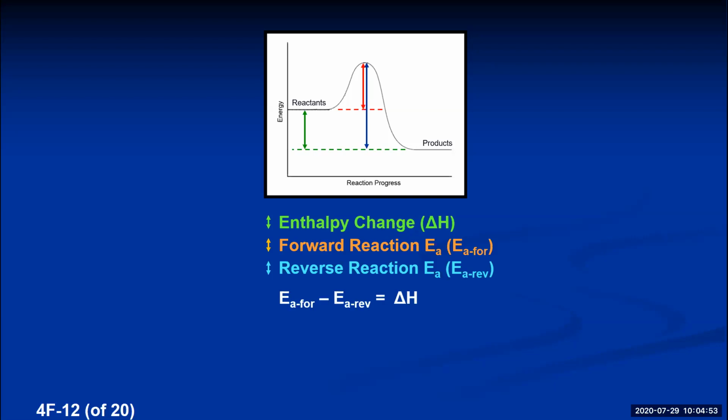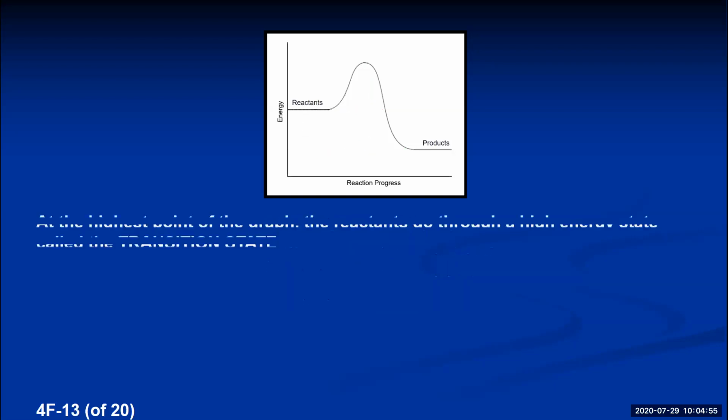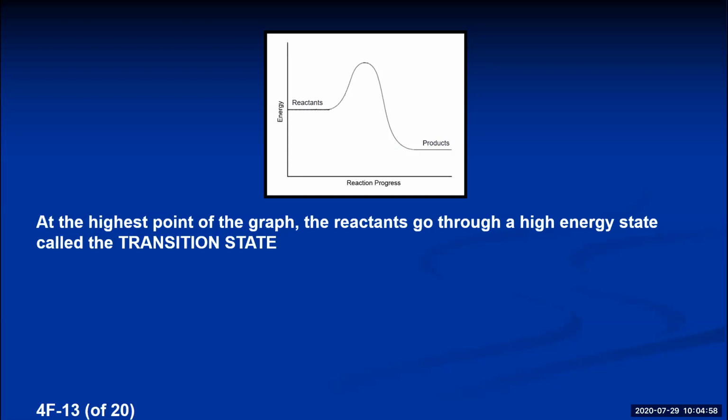Now, when a reaction occurs, the highest point on this graph is where the reactants are going through a high energy state that's called the transition state. So the left side is the reactants, the right side is the products, and what's at the top of that curve there? That's called a transition state. It's like when you're driving to Bakersfield or something, you have to go over the Grapevine, which is the mountainous pass that separates Los Angeles County from Central California. So this is going over a pass that's called a transition state.